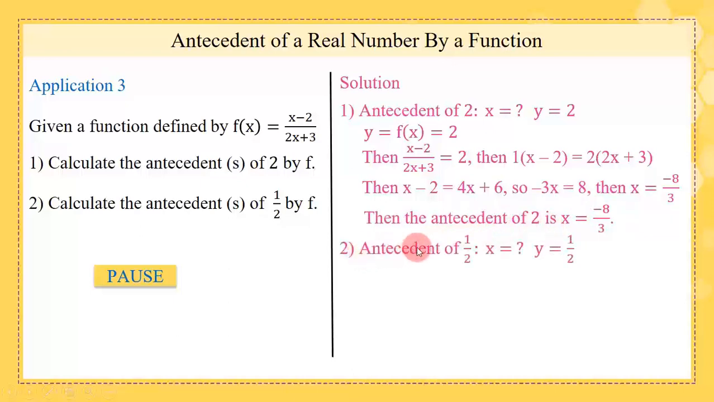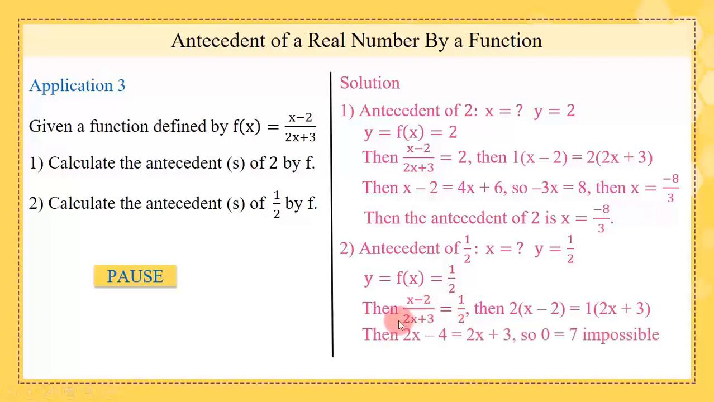Part 2. Antecedent of 1 over 2. So y equal 1 over 2. We write f of x equal 1 over 2. Now x minus 2 over 2x plus 3 equal 1 over 2. We make cross multiplication. By simple calculation we get 0 equals 7, which is impossible. This means that 1 over 2 has no antecedents. Then the antecedent of 1 over 2 does not exist.